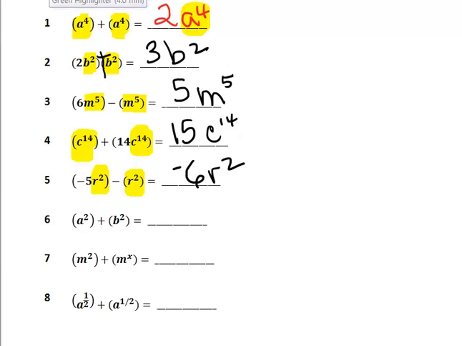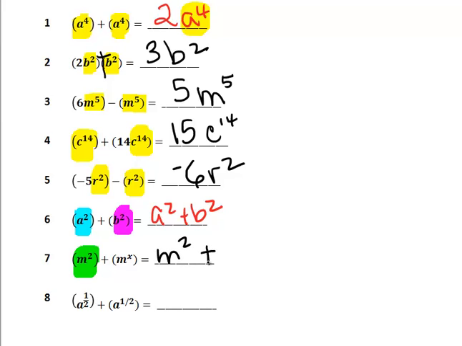Let's move on. These are pretty fast. Here I have a to the second, oh dear, and b to the second. Are they a match? No, they are not. So that's just going to stay the same, a squared plus b squared. How about this one? Do I have a match? M to the second, and I have the same bases, but I don't have the same exponents. So again, that is going to stay the same because m to the second is not the same value as m to the x. So I can't combine them.